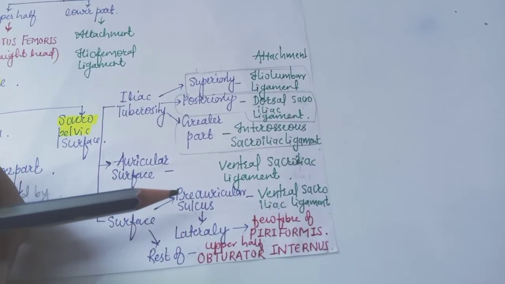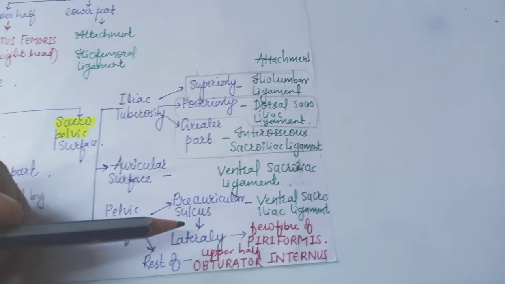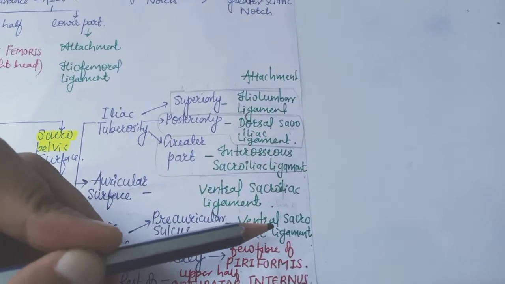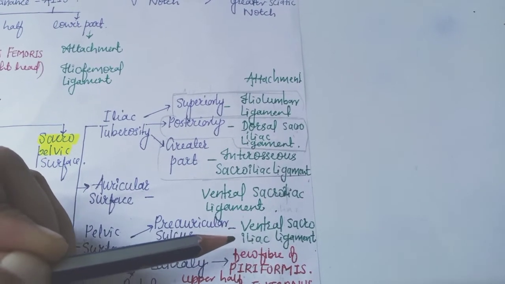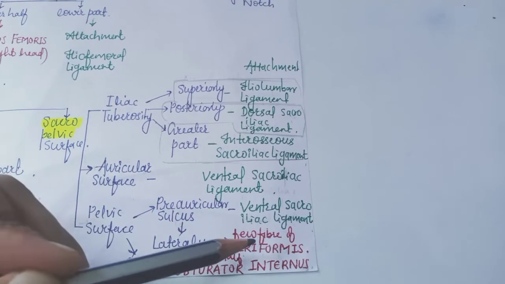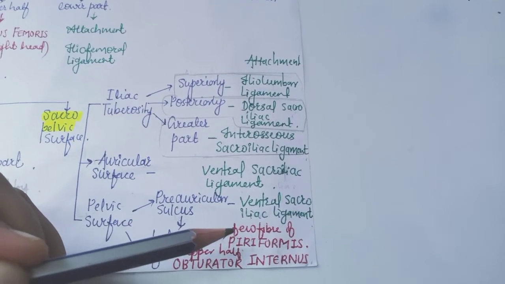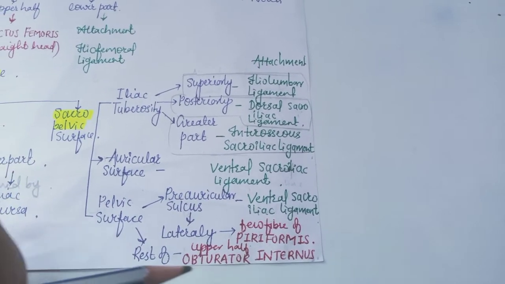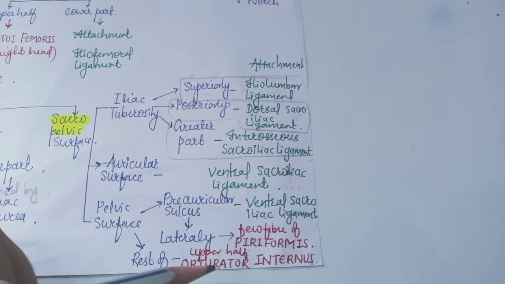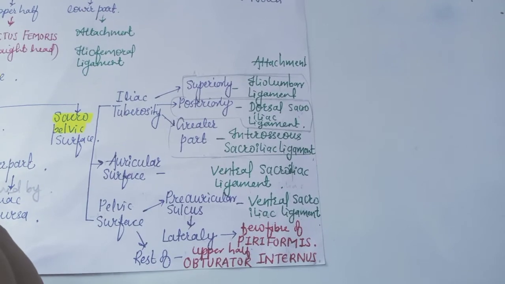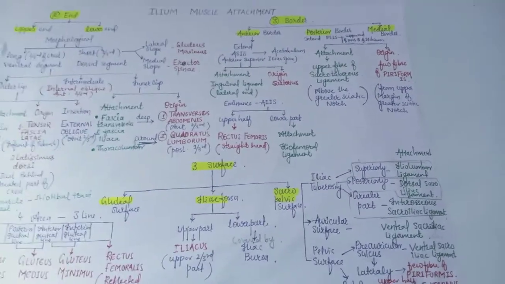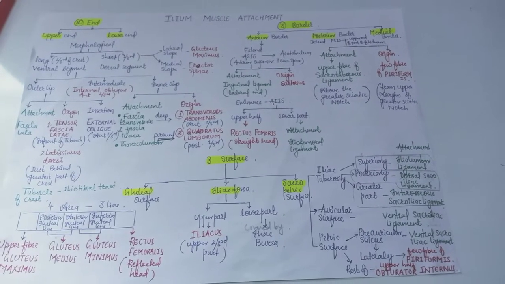In the pelvic surface, the preauricular sulcus is present. The preauricular sulcus gives attachment to the ventral sacroiliac ligament, and lateral to the preauricular sulcus, it gives origin to a few fibers of the piriformis, and the rest of the pelvic surface gives origin to the upper half of the obturator internus. This is the muscle attachment of the ilium.